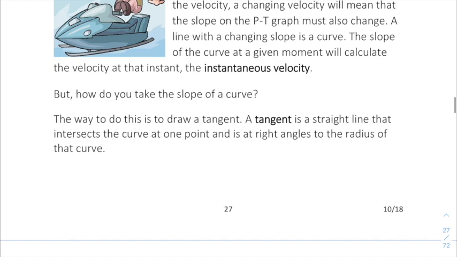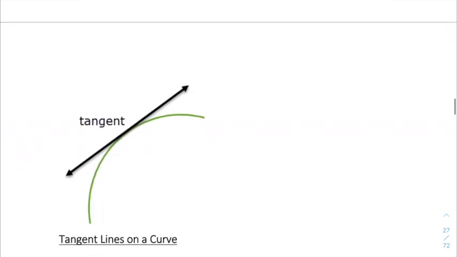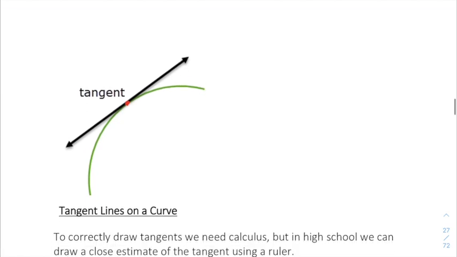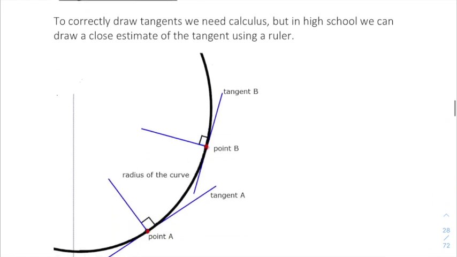This is a straight line that intersects a single point at right angles, and is at right angles to the radius of that curve. So this is a curve here, and here is a tangent, and this tangent would be able to measure the instantaneous velocity at the single point that it touches on that curve. And this can be a really challenging concept, and I don't think we'll play a lot with this, but it is something that we do a lot in future courses.